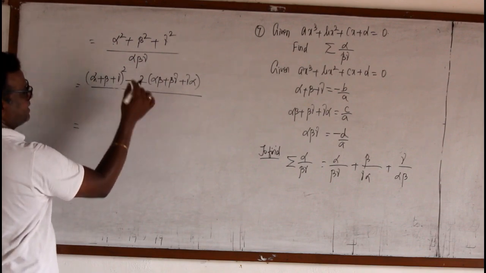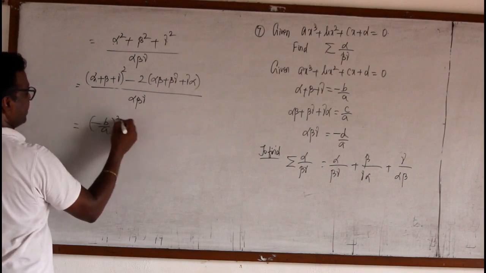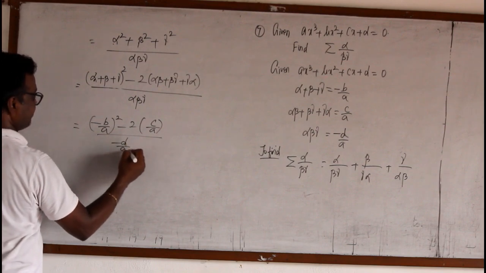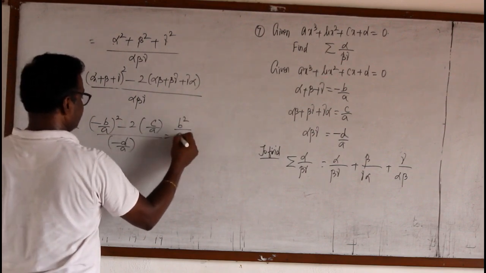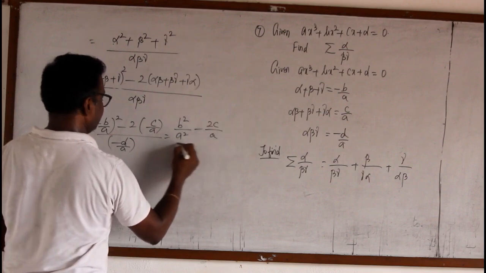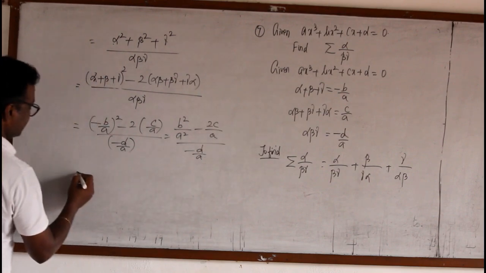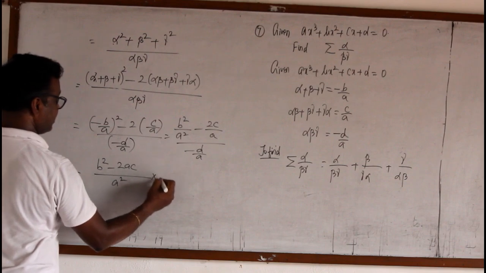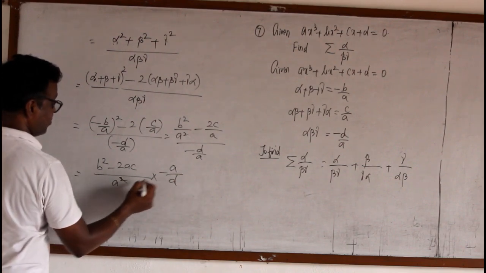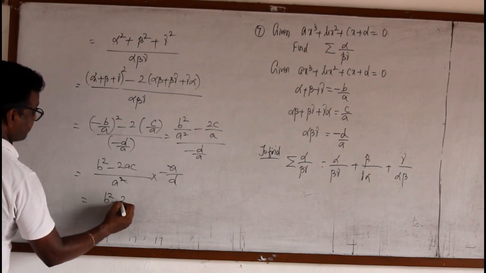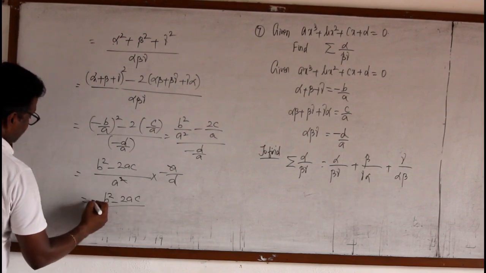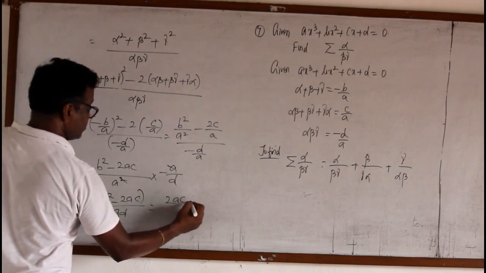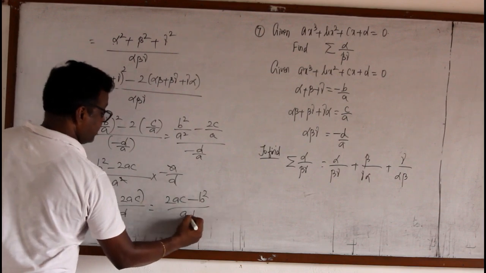We can substitute: alpha plus beta plus gamma is minus b by a, the whole square, minus 2 into c by a, divided by minus d by a. It is b square by a square minus 2c by a, by minus d by a. So the LCM for the numerator is a square, it is b square minus 2ac, and we can write this as times minus a by d. One a cancels. It is minus of b square minus 2ac by ad. I take the minus sign inside: 2ac minus b square by ad.